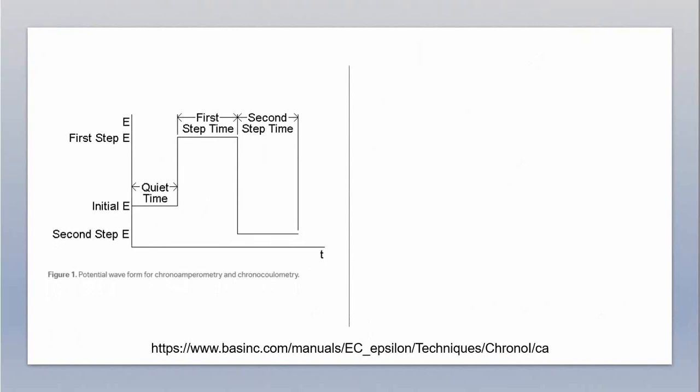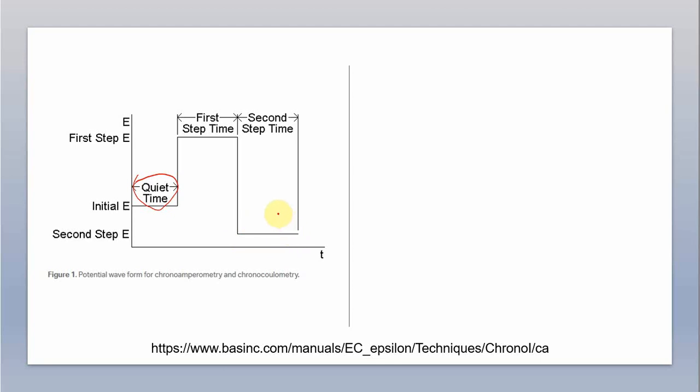Now if we look at the practical aspect, practically there is this initial potential, and it remains the same for a period which is called the quiet time, and after that it is instantaneously stepped up, and after it is stepped up it remains so for a pre-estimated time, and after that it is reduced to another value which was designated EF in the last slide, and then it remains so for a certain time.